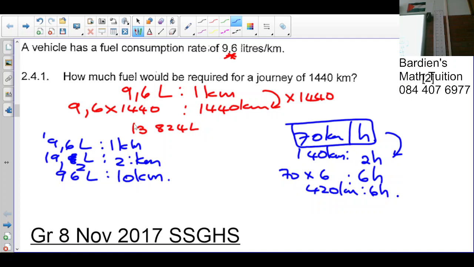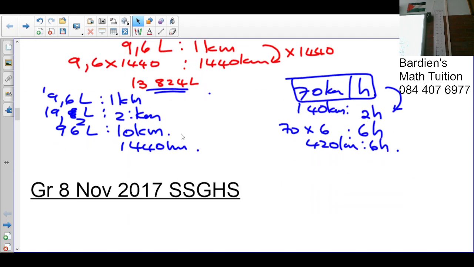So why, when it comes to 1,440 kilometers, must we divide? You must multiply. Not so? So I'm sticking with that answer. That's the liters that is needed. You can ask somebody else, another teacher, maths teacher, and see if my reasoning is right. If it's wrong, you bring it to me and then we'll fix it and we'll discuss where I'm going wrong. Okay? But I would stick with that.